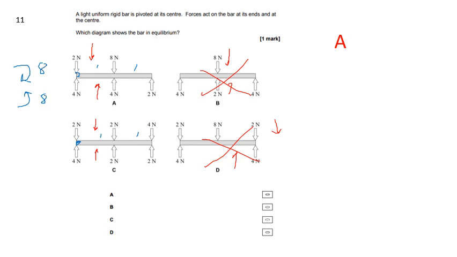Let's just check C. Clockwise, we've got 2 times 1, so 2, plus 4 times 2 is 8, so we've got 10 newton meters clockwise. Anti-clockwise, we've got 2 times 1 is 2, plus 2 times 2 is 4, so 6. So that's not going to be in equilibrium. So the answer is A.